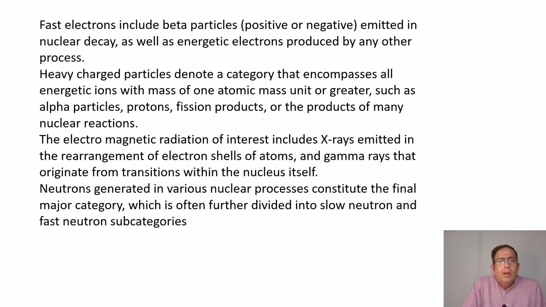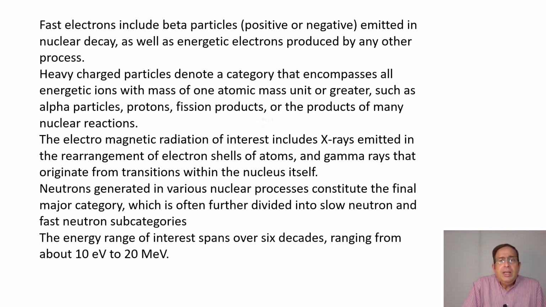Then also we have neutrons that can come out in various nuclear processes. These are the final and the major category, and these are further subdivided into slow neutrons and fast neutrons. So either they come out with a very low speed, or they can come out with a very high speed, and different types of processes which we will discuss later in the different subunits of this chapter, and then you will understand more clearly what the different types of nuclear radiations are and from which kind of processes they come out.